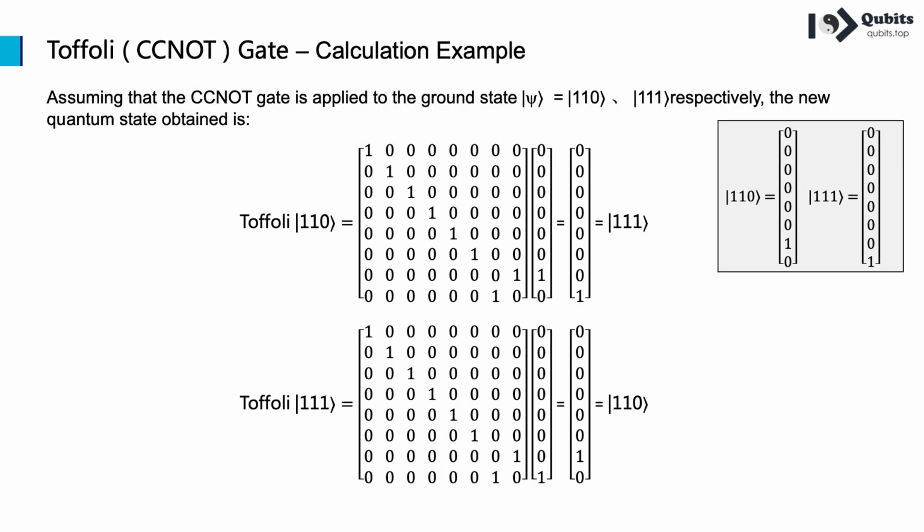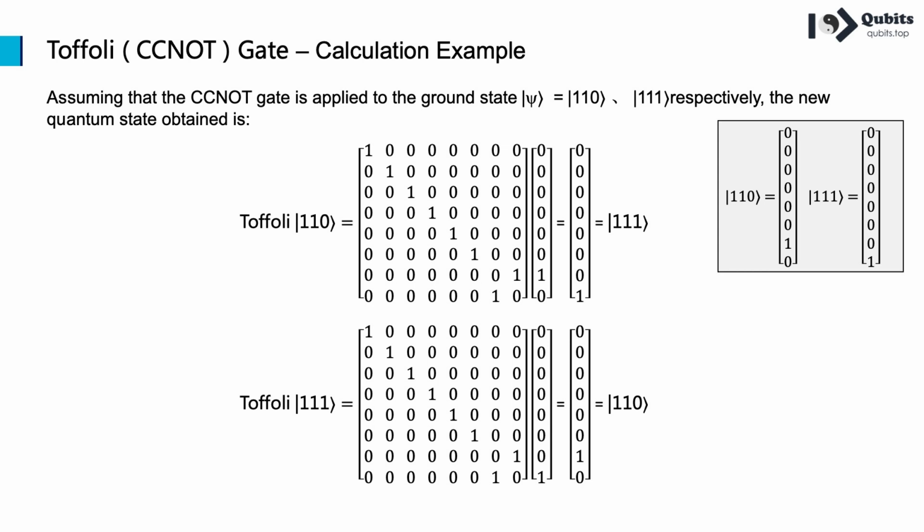Here we present an example to intuitively understand the effect of the Toffoli gate. Assuming that the Toffoli gate is applied to 2 ground states, the new quantum state is calculated. If both the 2 high bits are 1, it means that the low bit, as the target control qubit, will be flipped. After calculation, we can see that the result matches our expectation.